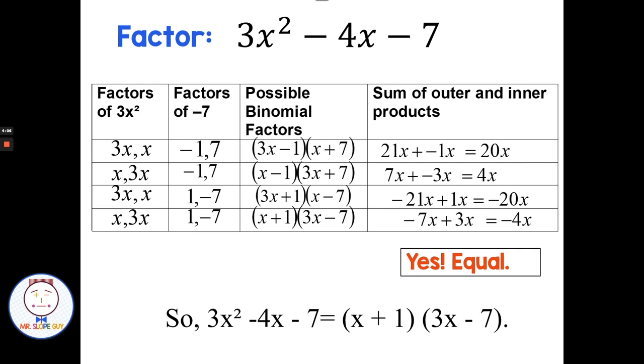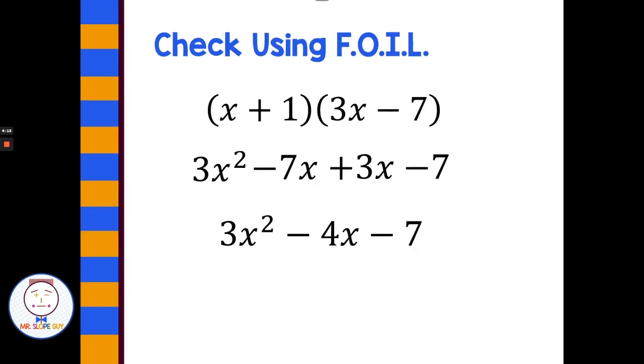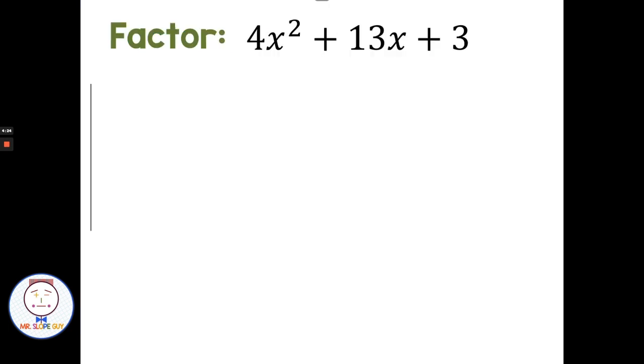And hopefully you'll come up with it on the first or second try. But in this one, we got it on the 4th combination, the last try. All right, let's look at a new one. Oh, and we can always check with FOIL: first, outside, inside, last, multiplier, binomial. We do get our original problem. All right, let's try a new example.